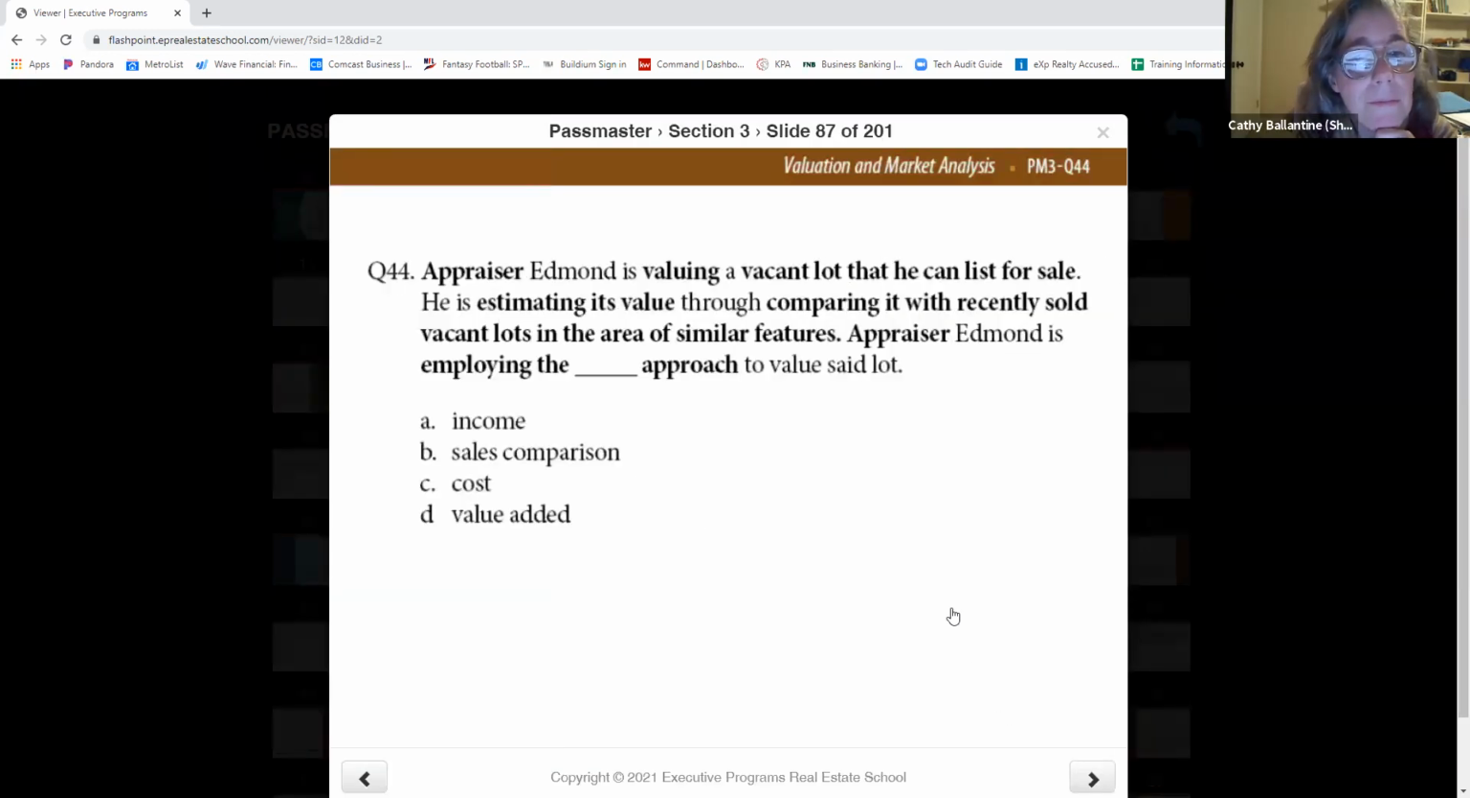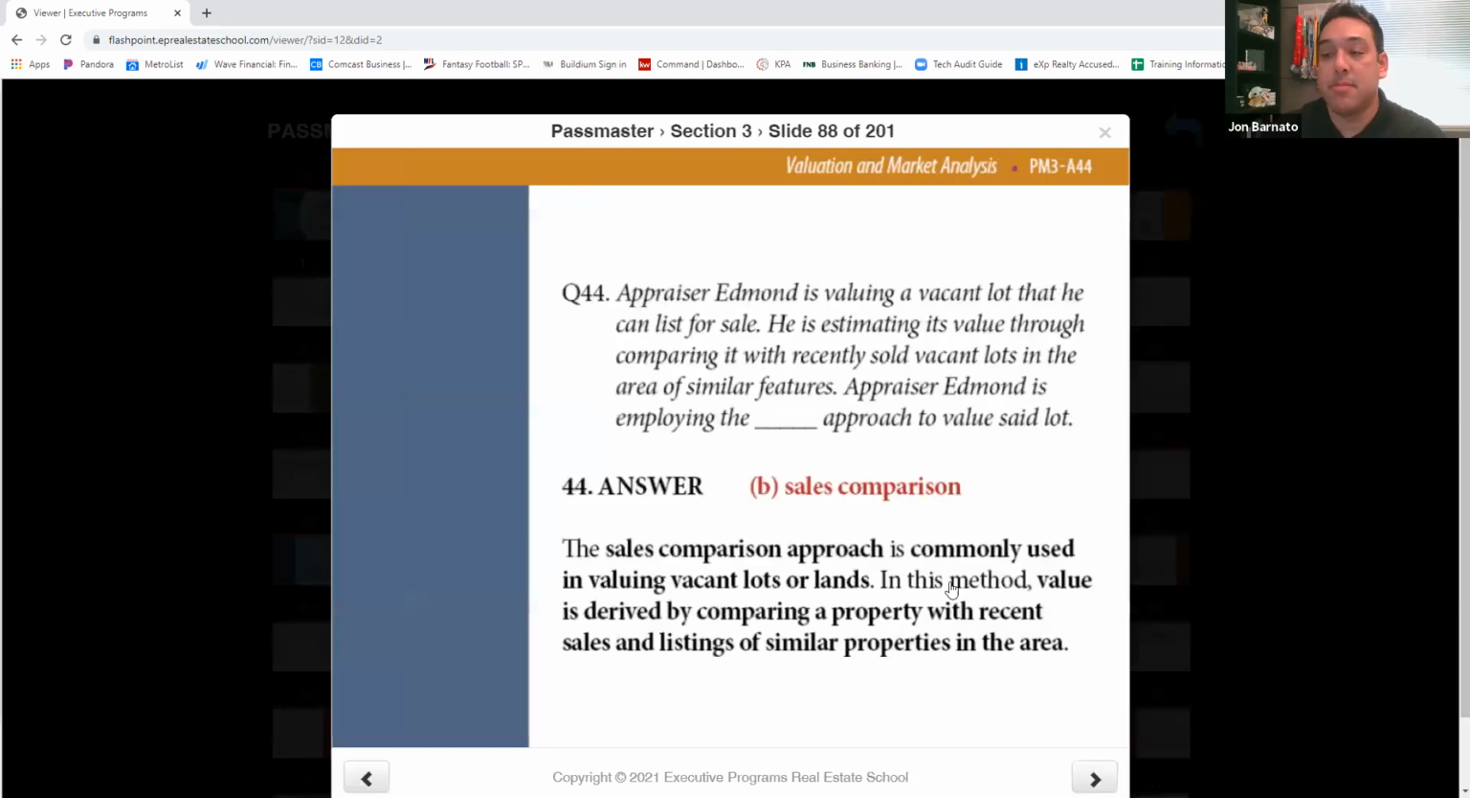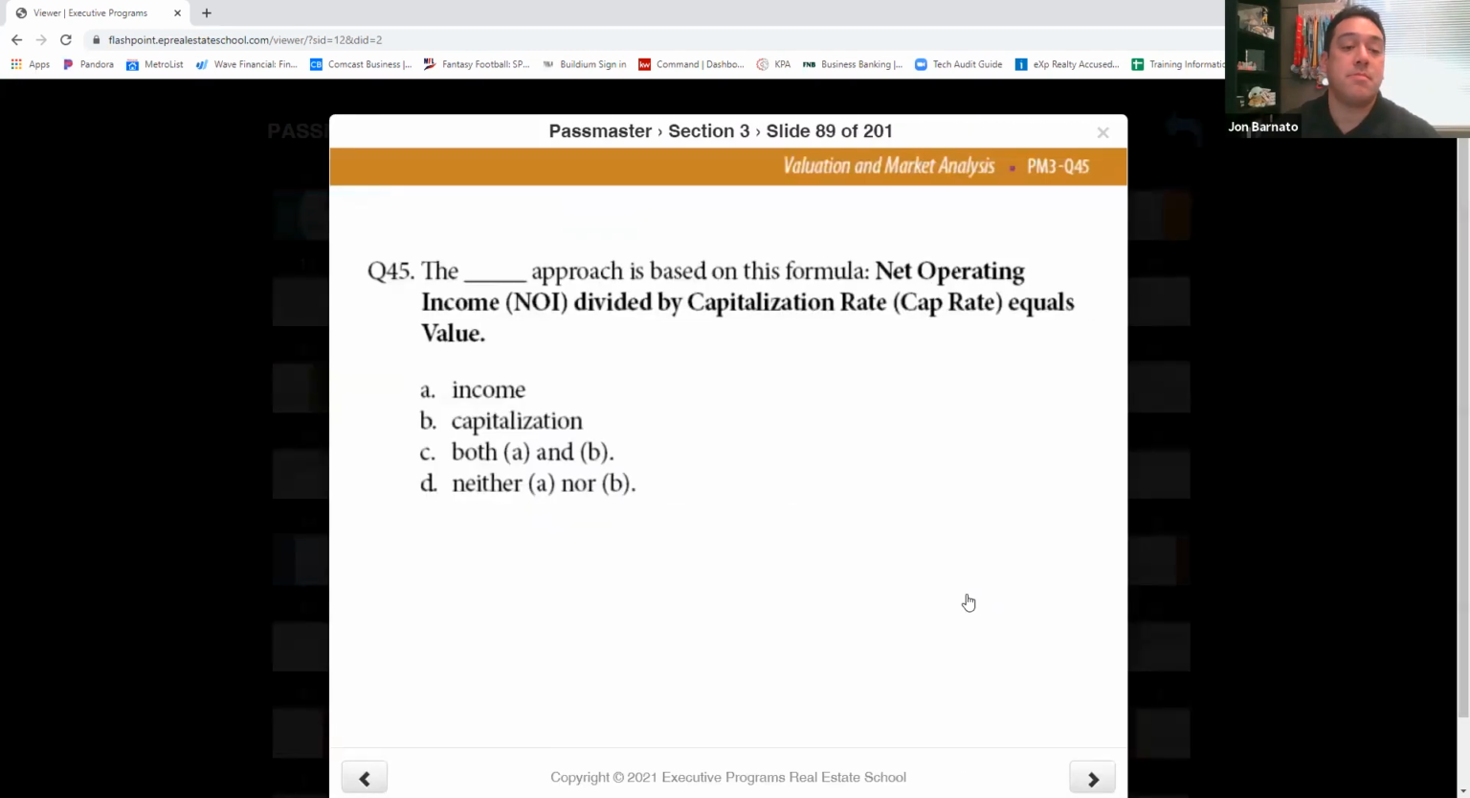Appraiser Edmund is valuing a vacant lot that he can list for sale. He's estimating its value by comparing it with recently sold vacant lots in the area with similar features. Appraiser Edmund is employing the blank approach. Sales comparison. Sales comparison approach. Very good.